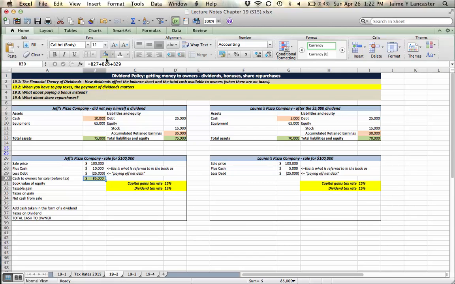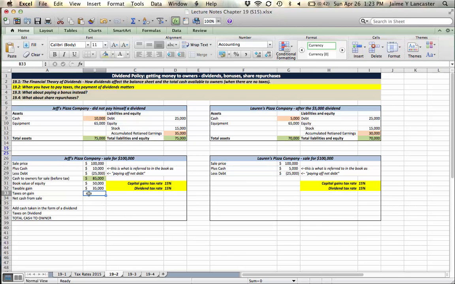How much tax he needs to pay depends on, one, the tax rate, but two, the book value of equity. So his book value of equity is the $15,000 in common stock, what he paid to start the firm, plus the $35,000 in retained earnings. That means his taxable gain is going to be the difference between these two, otherwise known as $35,000.